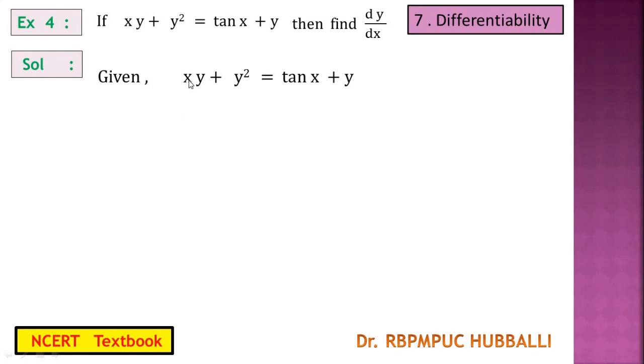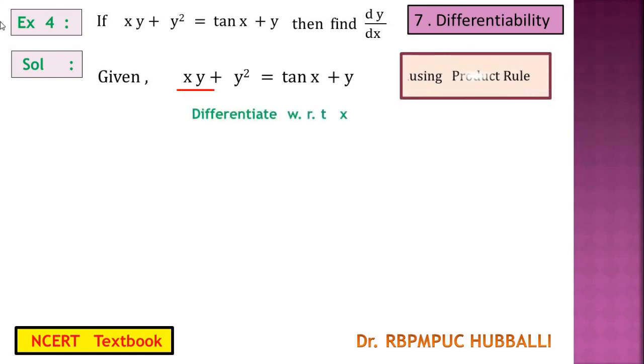Okay, it may be any function, product, trigonometry, or algebraic and trigonometry in any combination. Remember, if it is a product, then we use the product rule to write the derivative of that product. Okay, so differentiate with respect to x. The first term is a product of x and y, therefore we have to use the product rule.